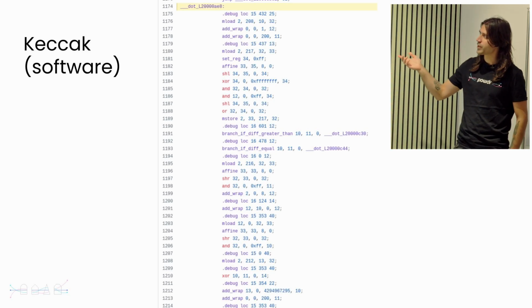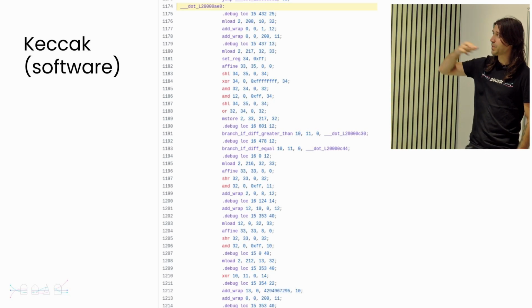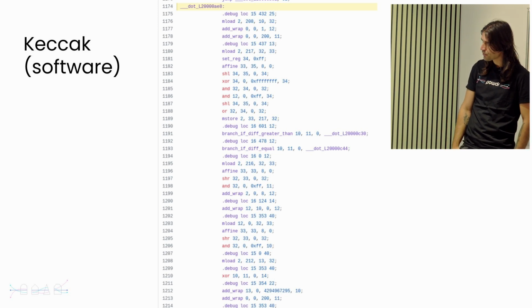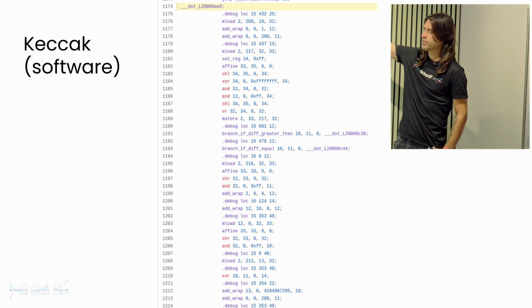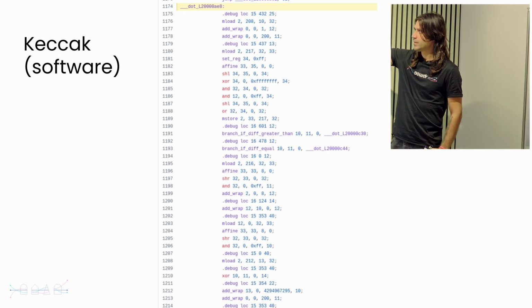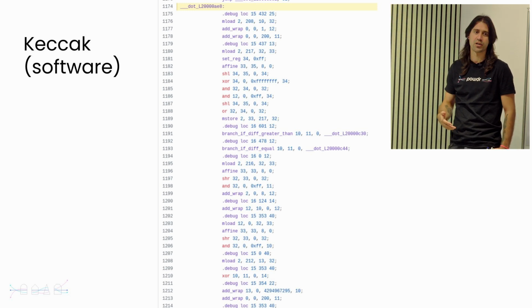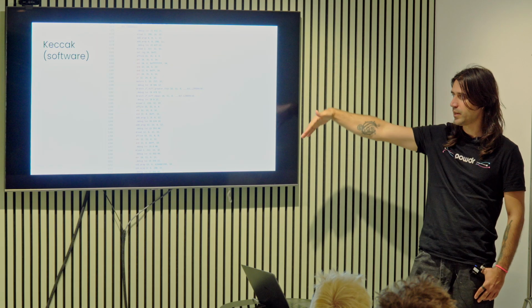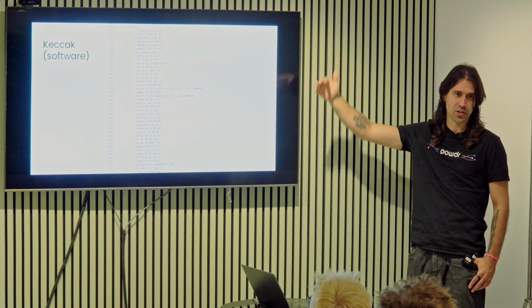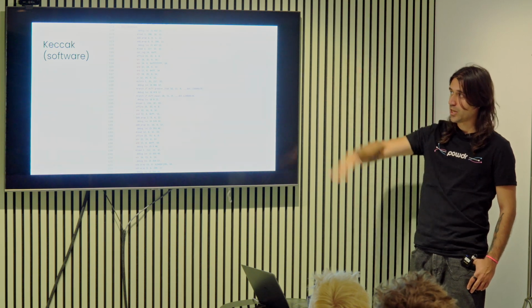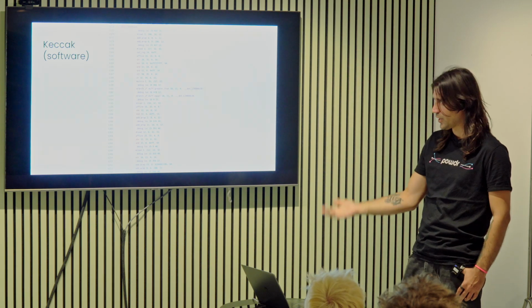So this is, for example, what the beginning of the software Keccak permutation looks like in RISC-V. There's a lot of generic instructions: adds, ands, XORs, shifts. The whole thing's going to be dominated by XOR and shifts. And this is only the beginning. There's actually almost 700 instructions to compute Keccak. So it's a lot of code to do this computation.